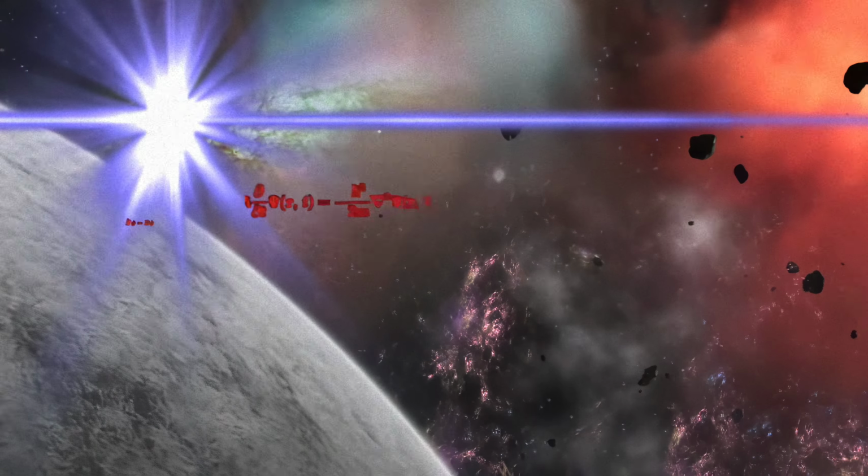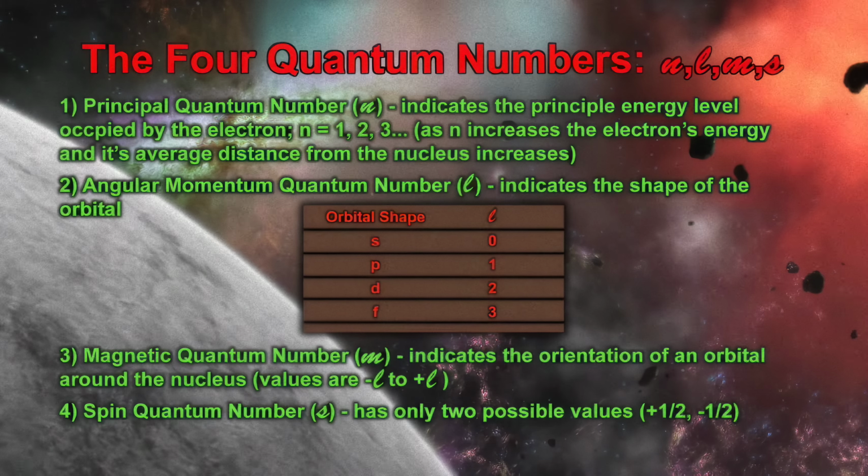The 4 quantum numbers are the principal quantum number, which will tell us the energy level the electron is located, the angular momentum number, which will indicate the shape of the orbital, the magnetic quantum number, which indicates on which axis the orbital is on, and the spin quantum number, which has only 2 possible values, plus 1/2, which is up, or minus 1/2, which is down. While this may seem confusing, it is actually very easy to assign the 4 quantum numbers to an electron, as the following examples will demonstrate.